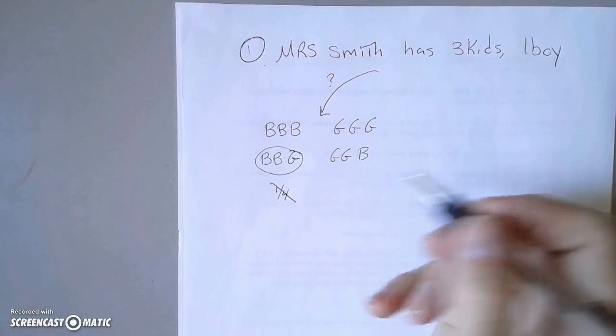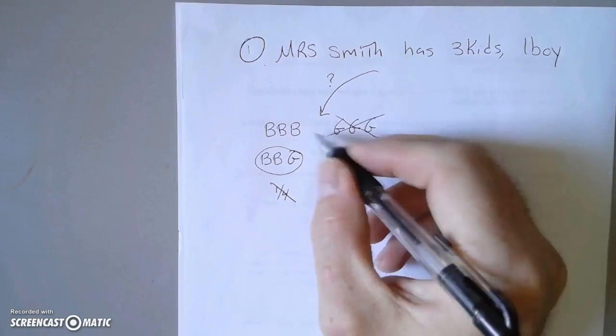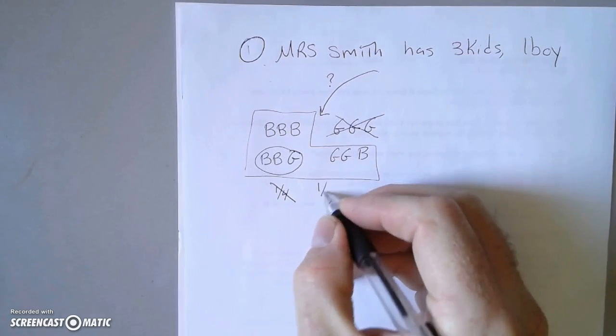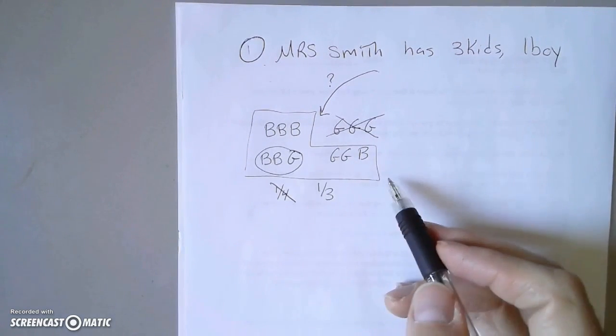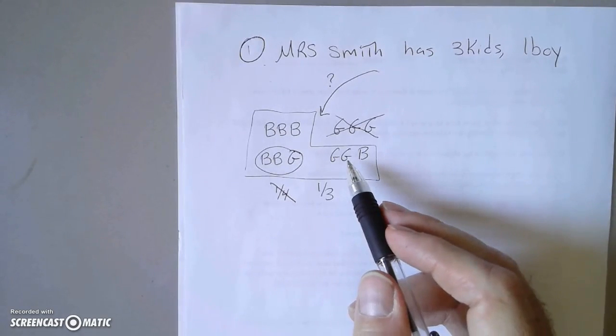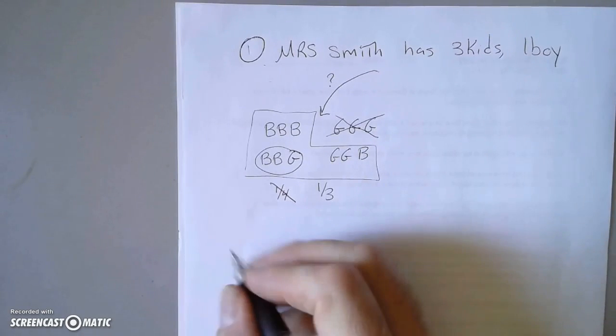Actually, it wouldn't be that, because you know actually that she doesn't have any girls. So then it would be 1/3. 1 possibility out of 3. So it'd be a 1/3 chance. Now, what's wrong with this approach? Well, there are a couple of things.